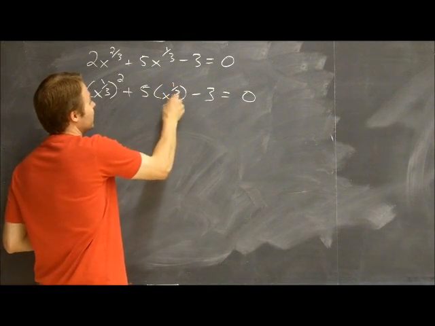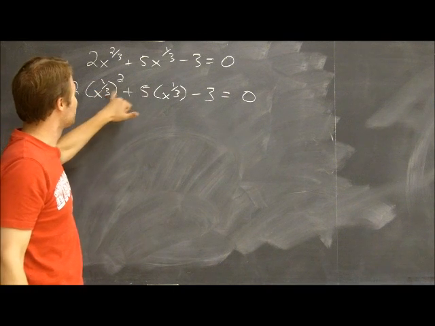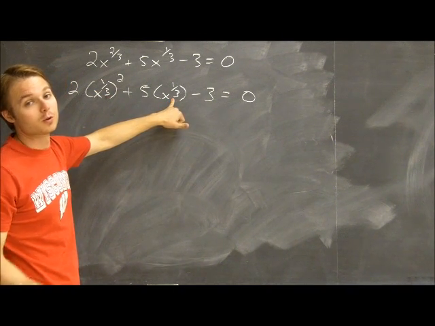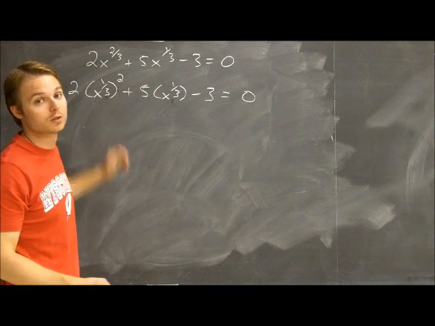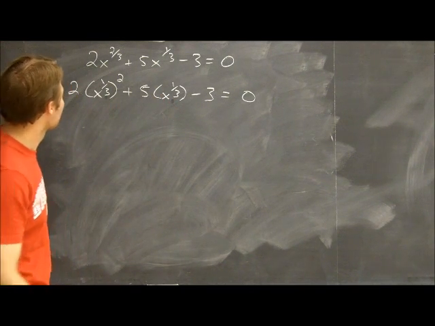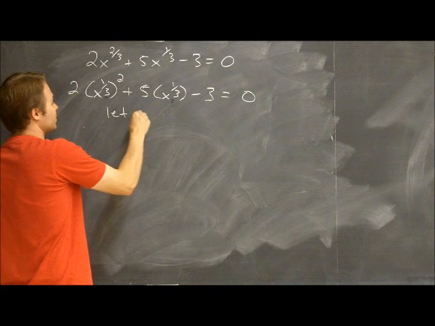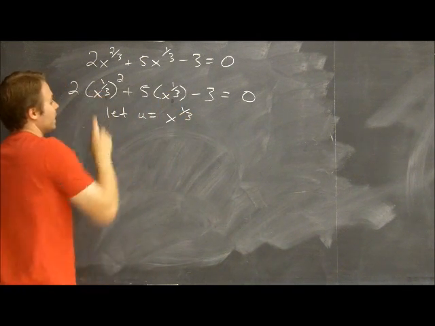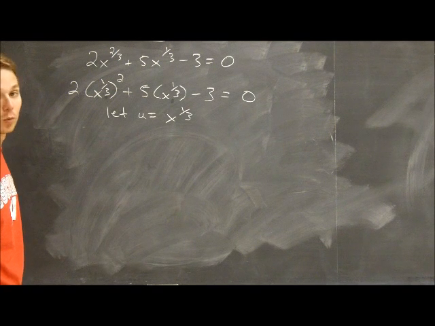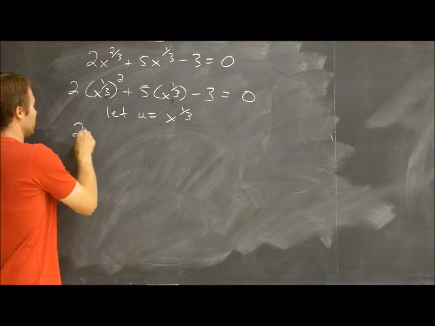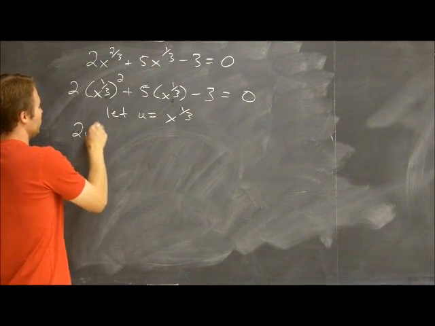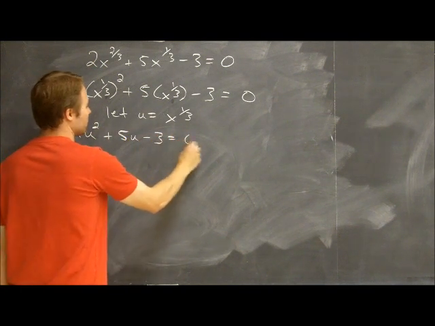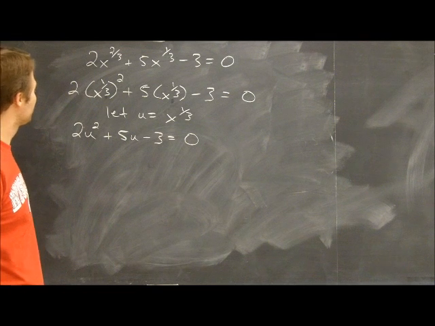And here I can put, again, x to the 1/3. The key here is to make sure that both of these are the exact same variable, so that when you do your u substitution, you can just plug in the u's exactly there. So now, if I do my u substitution, I'm going to let u equal whatever is in the parentheses, so x to the 1/3 power. And so I'm going to get the equation 2u squared plus 5u minus 3 is equal to 0.